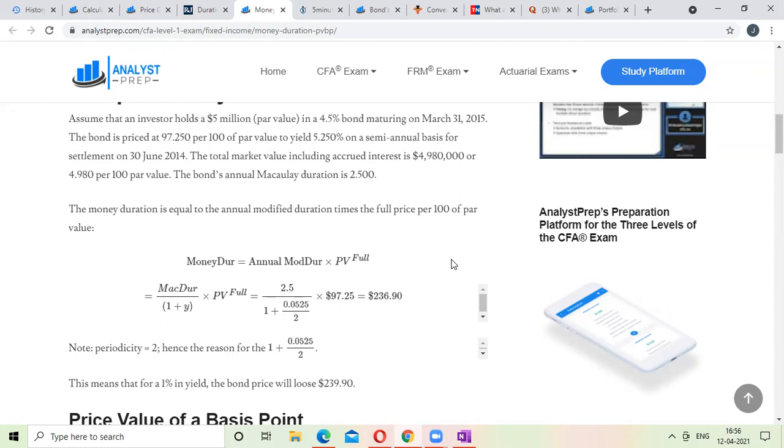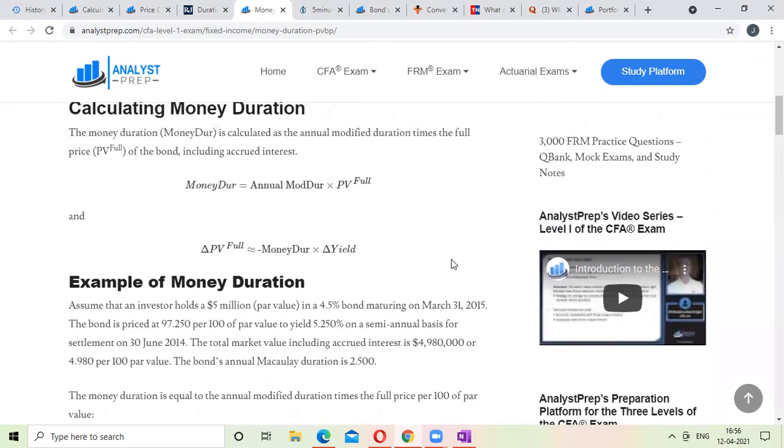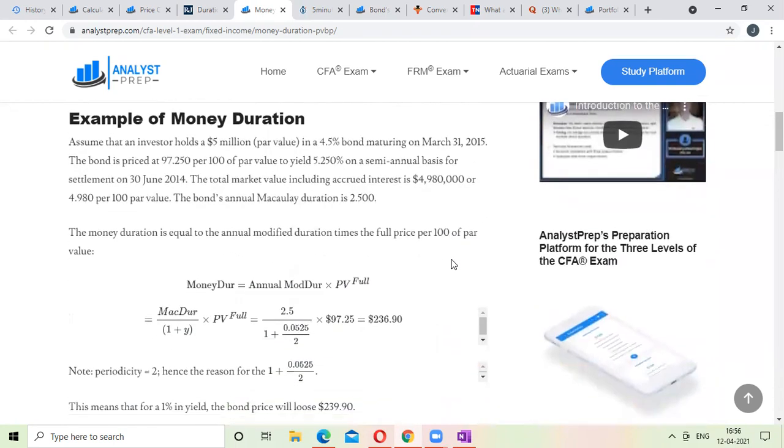They have taken it per bond wise. Okay, you can take position wise also. अगर आपको अमाउंट पोजीशन वाइज दिया हुआ है तो वैसे जाओ. अगर आपको पर $100 पार वैल्यू वाइज दिया तो ऐसे जाओ.